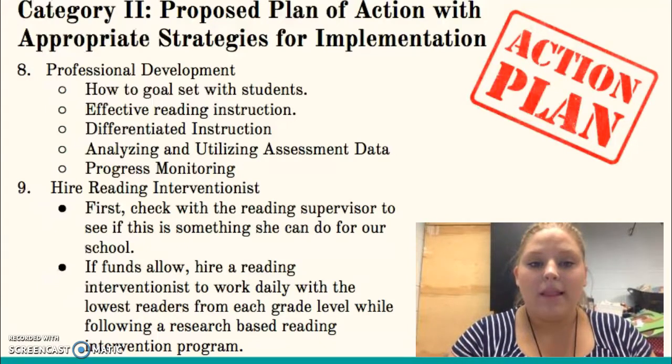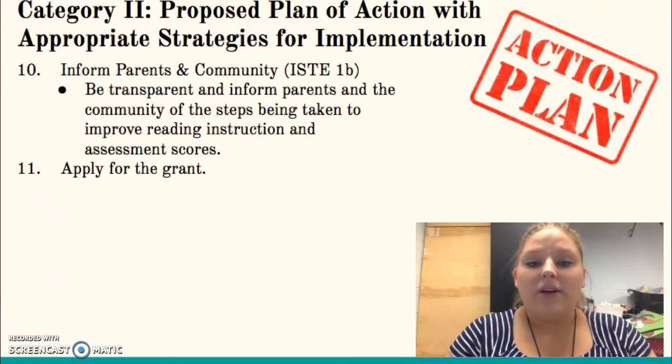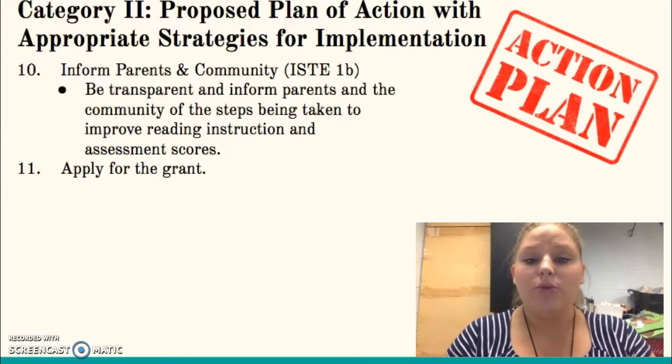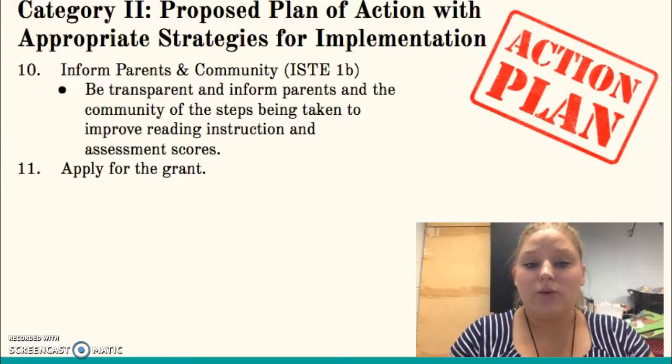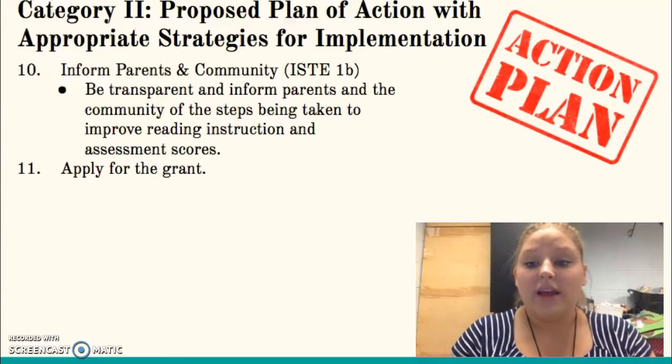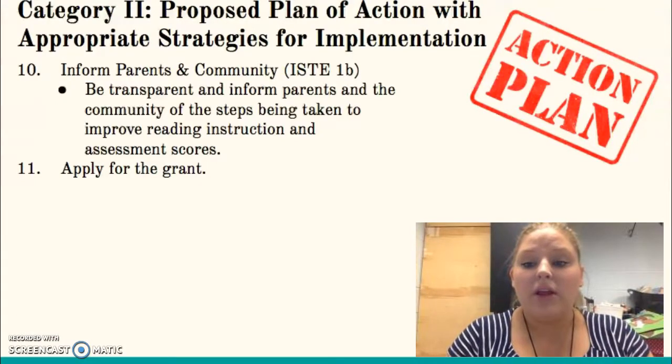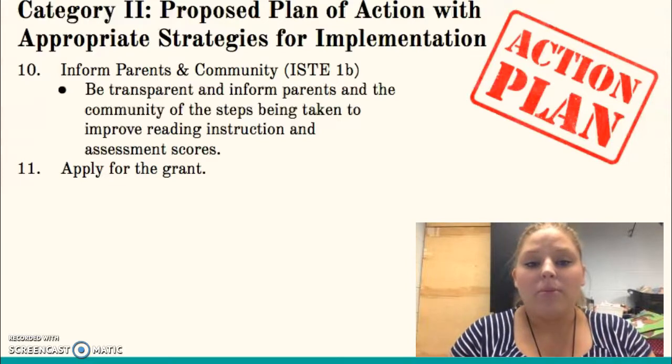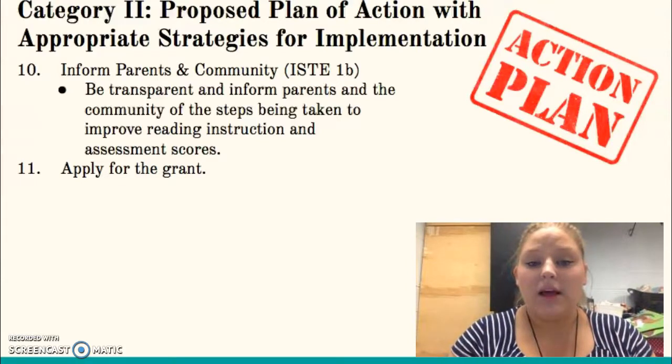We need to inform parents and the community. We need to stay transparent through this whole process, keep parents and community involved and informed about the steps being taken to improve reading instruction and assessment scores. We want parents to know that we are recognizing their concerns and we're trying to do something about it, and we definitely want to keep them informed. And then we are going to apply for the grant.